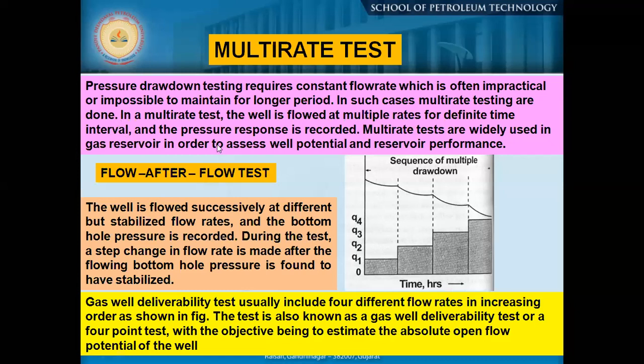That means we are changing the size of the bean, or maybe the rate of production, so that by changing the bean size, the oil is flowed at multiple rates for a definite time interval. Okay, so you see it is not a continuous flow with one rate. We are changing the rate at a specific time, so that by doing this we try to understand the deliverability of the specific production zone. So this is very important to analyze.